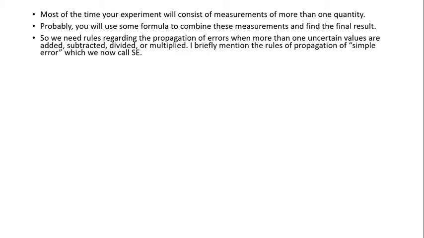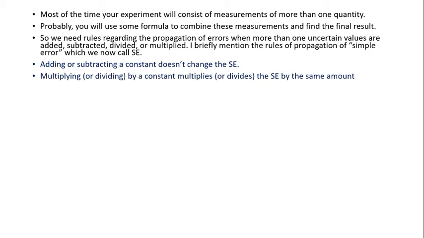Most of the time, your experiment will consist of measurements of more than one quantity. Probably, you will use some formula to combine these measurements and find the final result. So, we need rules regarding the propagation of errors when more than one uncertain value is added, subtracted, divided, or multiplied. I briefly mentioned the rules of propagation of simple error, which is now called SE. Adding or subtracting a constant does not change simple error.